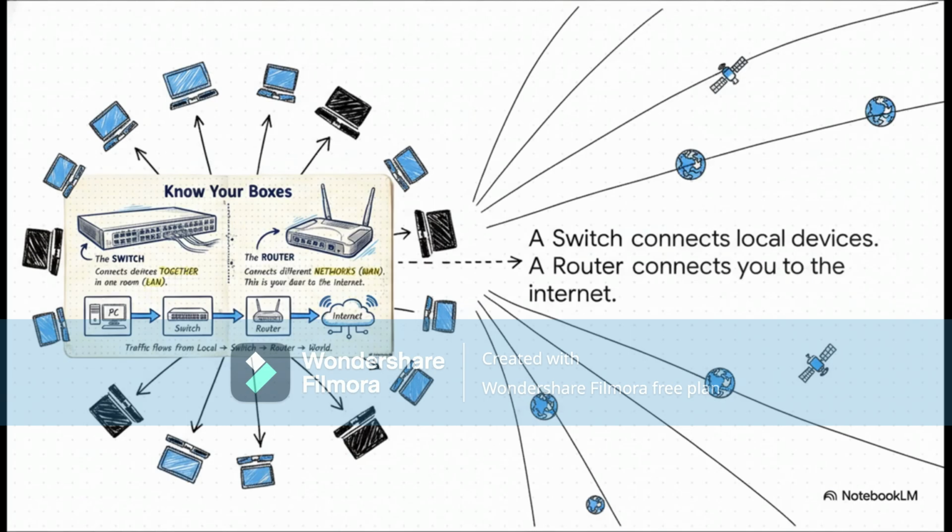Think of a switch as a local community hub. See how on the left it connects all the devices in one room or one office together? They can all talk to each other locally. The router, on the other hand, is the main door to the outside world. It connects your entire local network to the internet.